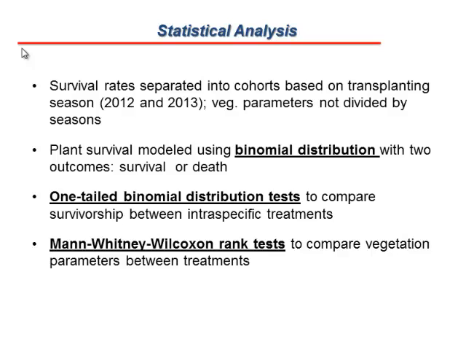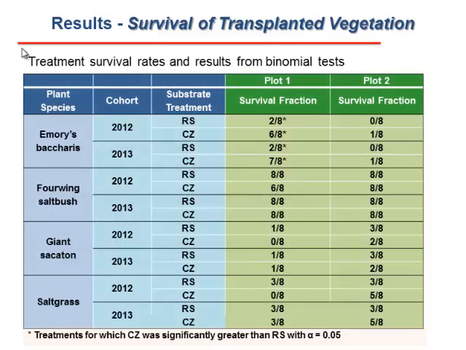Because survival we consider as being binomial, either death or survival, we used a binomial distribution test. And we used the Mann-Whitney-Wilcoxon rank test for the vegetation parameters, which many times had a small number of observations.